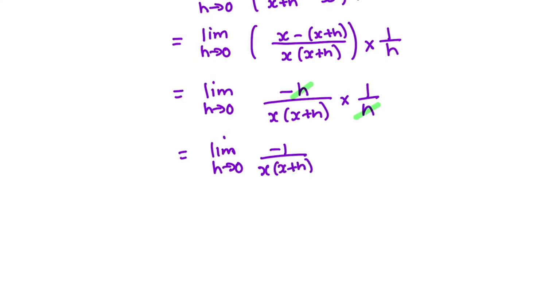Now I can introduce the limit. So if I make h tend towards 0, in the bracket this will become 0. So I'm left with negative 1 over x times x. So therefore, the first derivative would be negative 1 over x squared.